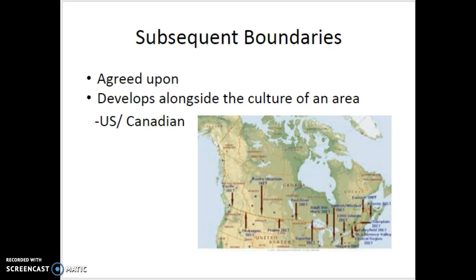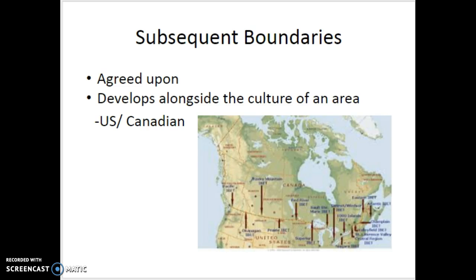As the cultural landscape developed, the border was drawn to accommodate religious, cultural, and even economic differences. We could throw another example out there: a subsequent boundary is the boundary between China and Vietnam, even though this boundary is disputed on many occasions. So subsequent boundaries are agreed upon, and usually, again, we're talking about the cultural landscape kind of defining how we mark that boundary.